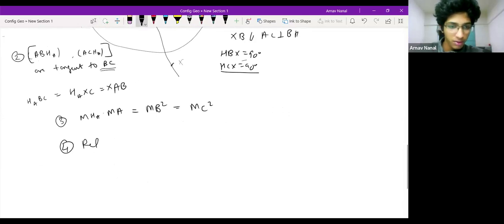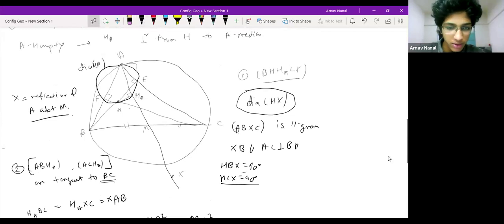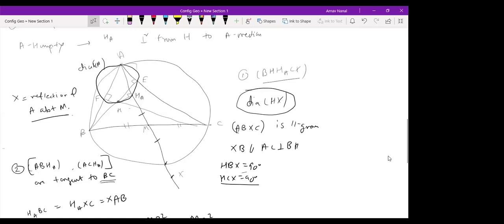the reflection of HA in M belongs to circle ABC. Basically, if we find this point, then these two lengths are equal. Can you see? Yeah. Yes.